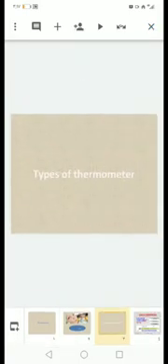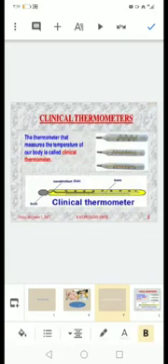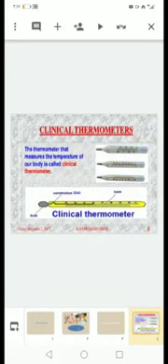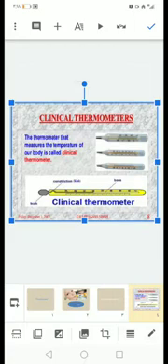Okay, we have types of thermometer. The first type of thermometer is the clinical thermometer. The thermometer which measures the temperature of our body is called a clinical thermometer. Its main function is to measure the temperature of our body. It's called a medical or clinical thermometer.